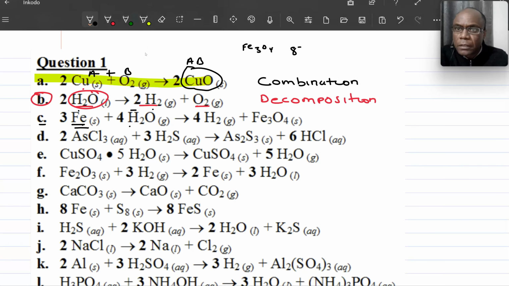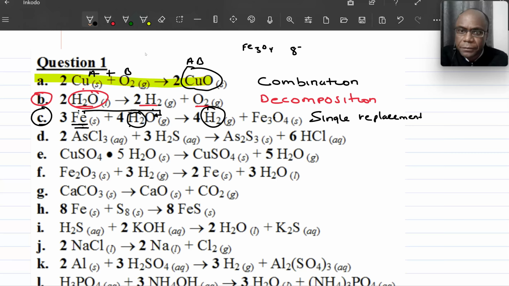Then we are on C. We have Fe solid, iron solid reacting with water to give us hydrogen gas and iron oxide, a type of iron oxide. So it looks like Fe is picking up the oxygen, hydrogen is displaced. This is single replacement. Okay, only hydrogen was kicked out.